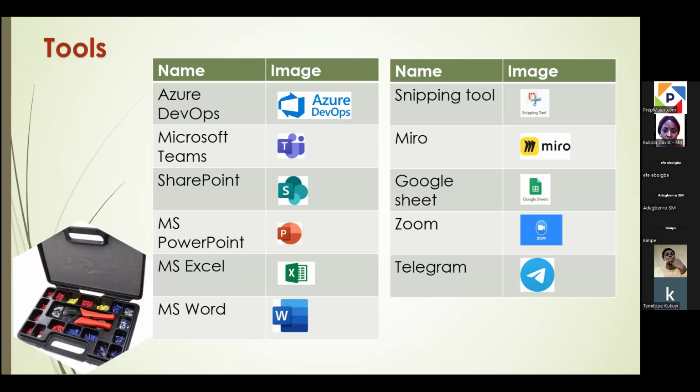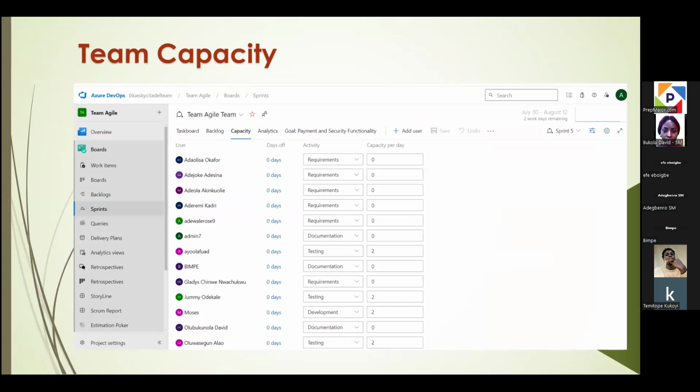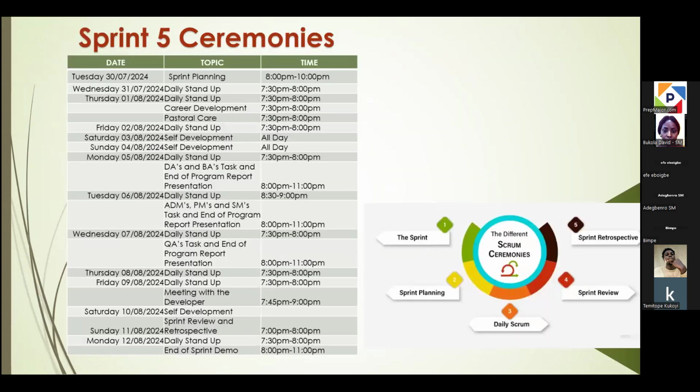These are the tools that were used for this sprint. For sprint 5, which is the Longreach e-commerce platform development, the goal is to develop the payment and security functionality. These are the project deliverables. This is our team capacity. These are the ceremonies that we had during the sprint with the times and dates.